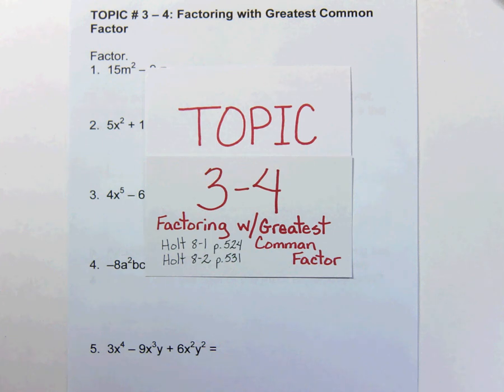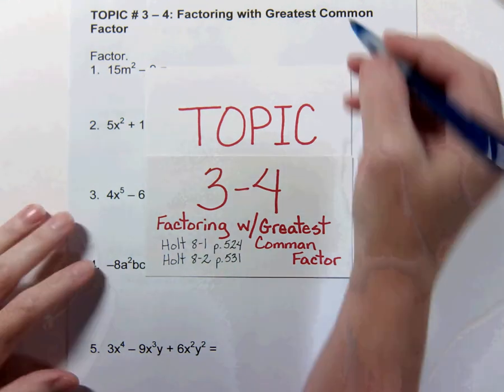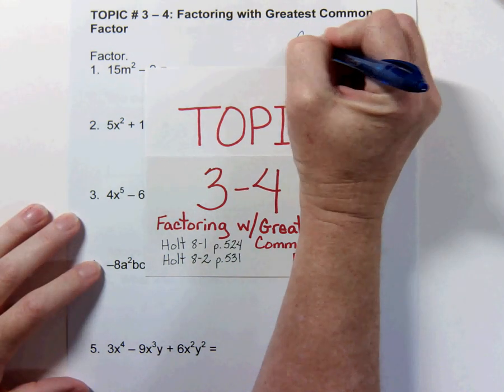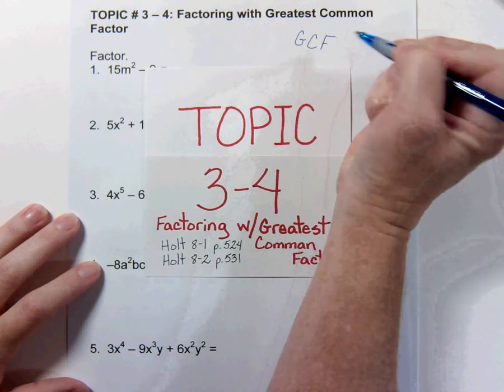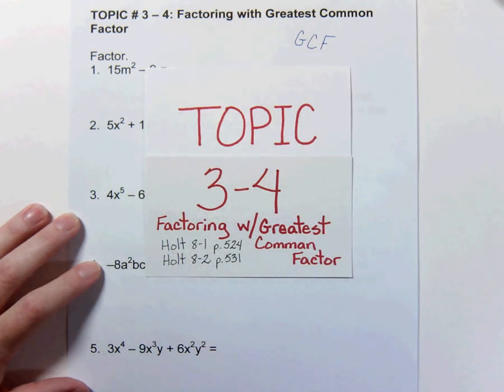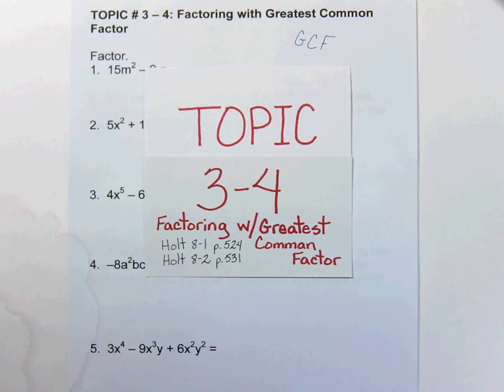Topic 3-4, factoring with greatest common factor. A lot of times you'll see your teacher ask you to write GCF. Find the greatest common factor. This can be referenced in our Holt textbook, Chapter 8, Section 1, starting on page 524, and also Chapter 8, Section 2, starting on page 531.